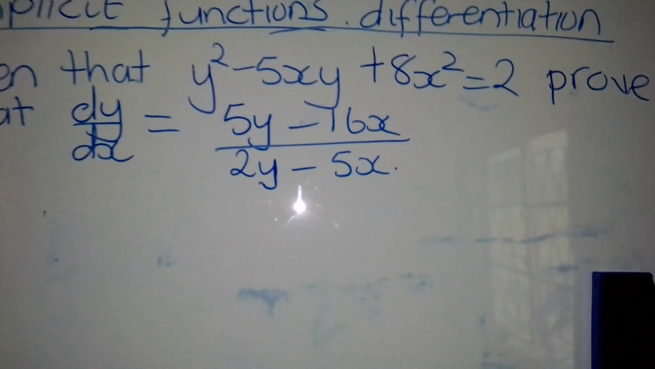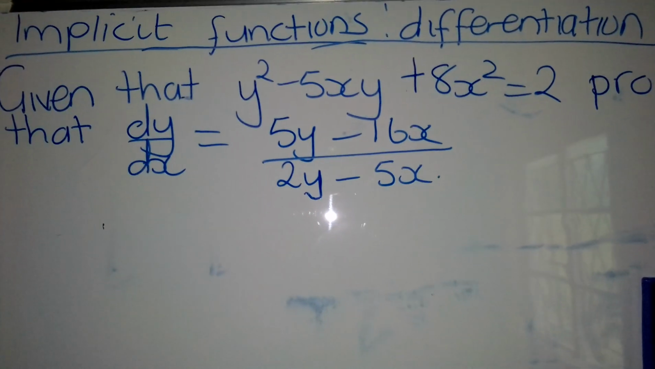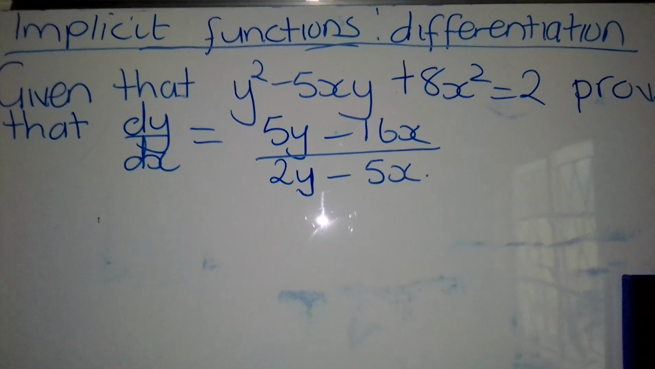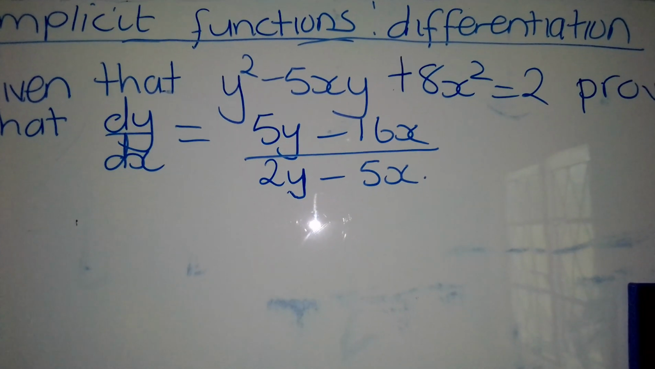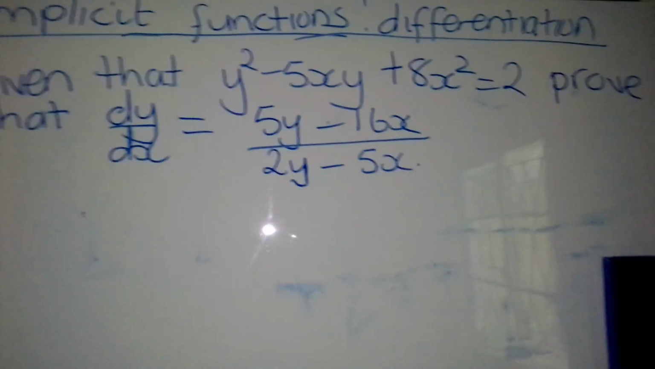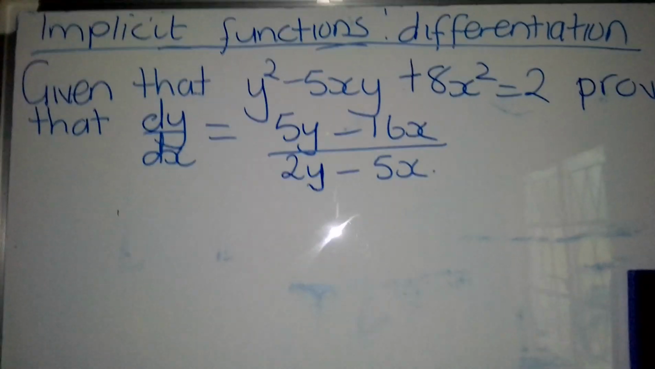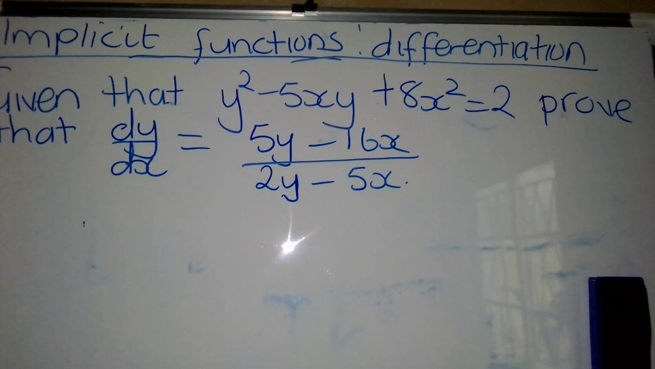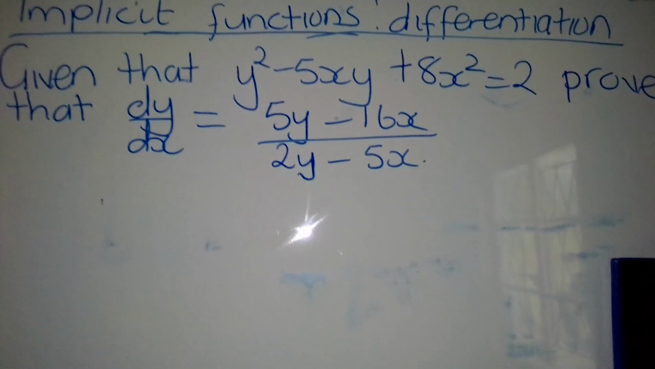I'm Felicitas Chenge. Up there we have an implicit function y squared minus 5xy plus 8x squared is equal to 2. We are to prove that dy/dx is equal to (5y minus 16x) all over (2y minus 5x).